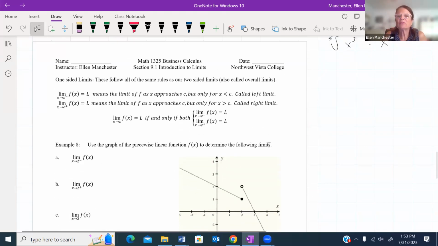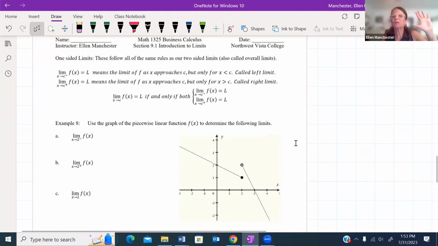All right, so now right and left-handed limits. Remember, left-handed is coming in from the negative side, so there's going to be a negative sign after the value. Right-handed limit is coming in from the positive side because it's coming in from the right.